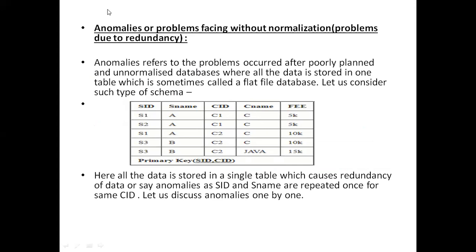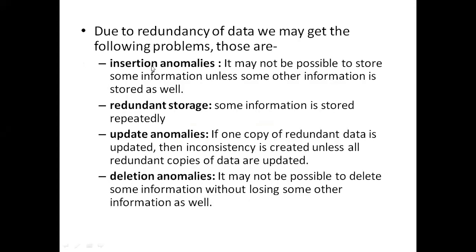You can see one table which has the columns SID, SNAME, CID, CNAME, fee. That means student ID, student name, course ID, course name, fee. So all the data is stored in a single table and it has some duplicacy, with the same rows repeated, right? AC1C, AC1C, AC2C, okay? Some duplicacy has been repeated here. So what anomalies are going to happen in this, we'll see.